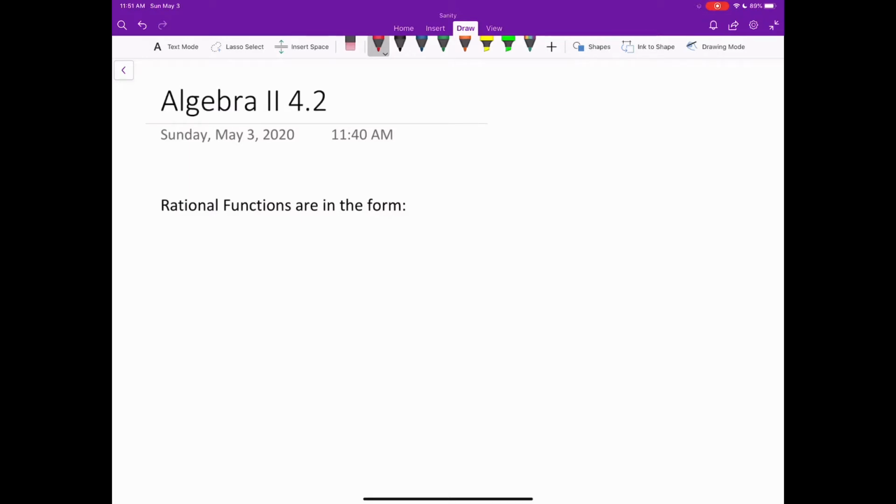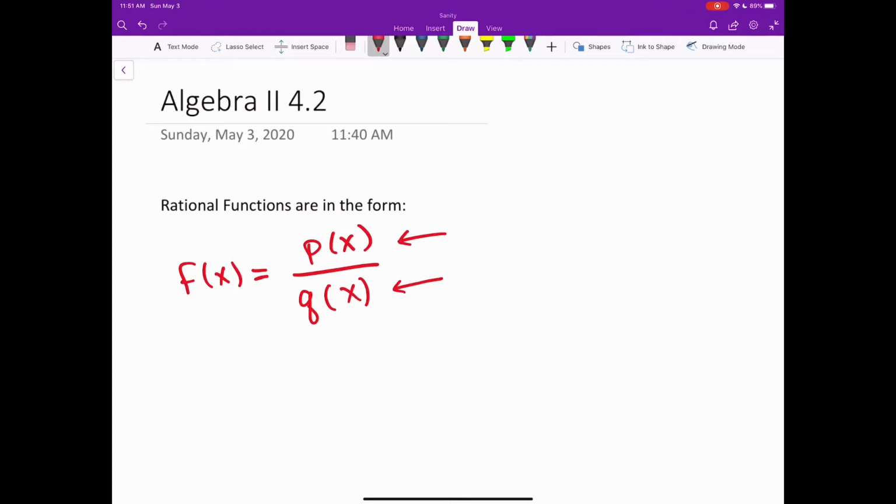When we're looking at rational functions, just remember that they're in the form of f of x equals, so whenever I think of rational, I always think of fractions. So a rational function is literally like a fraction of other functions, okay? This is a function being divided by another function, all right?